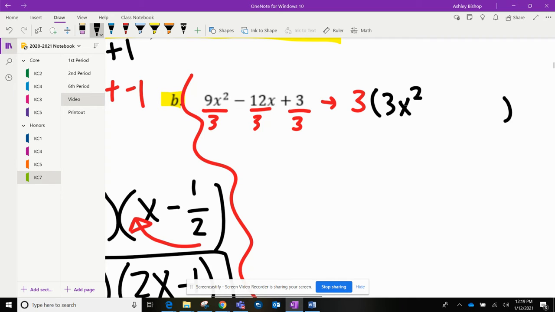9x squared divided by 3 is 3x squared, right? I'm just writing my answers here. Negative 12x divided by 3 is negative 4x. And then 3 divided by 3 is positive 1.